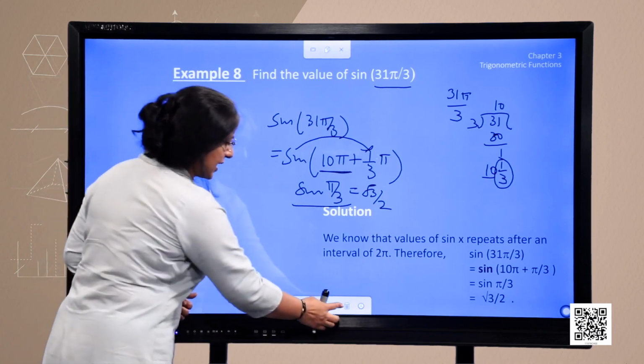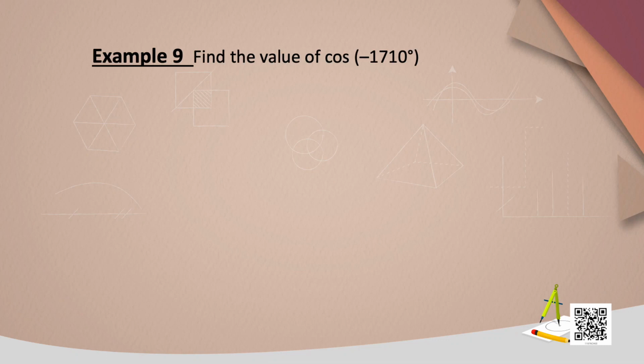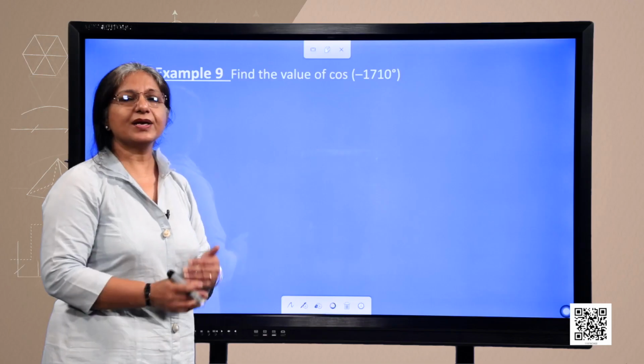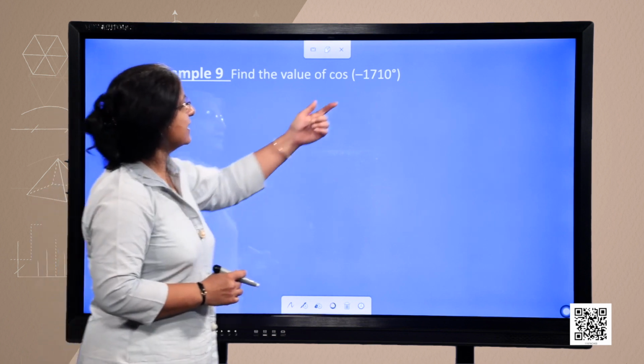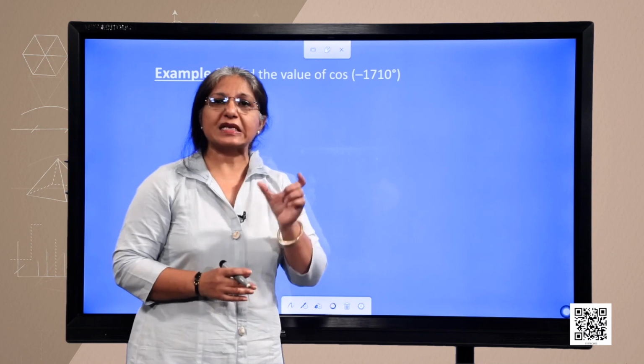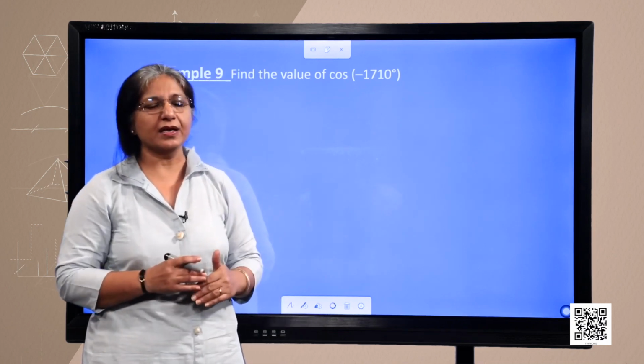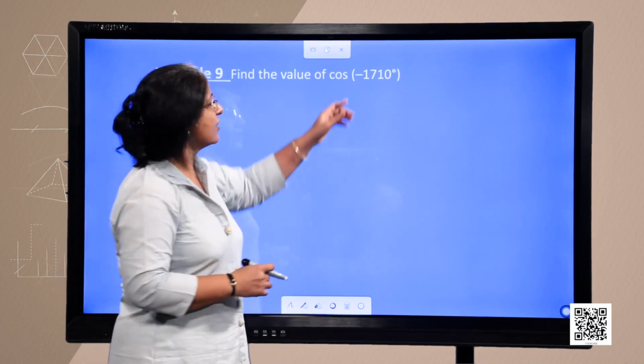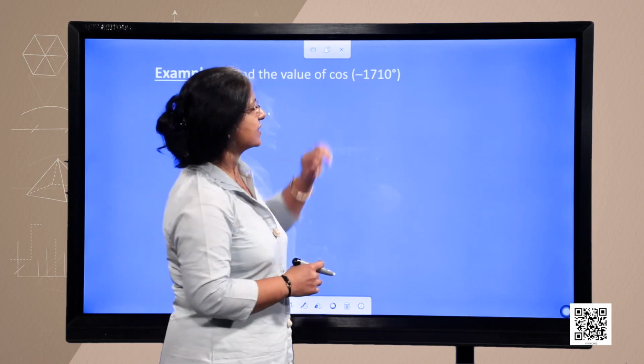Now, we move to our last example. Find the value of cos minus 1710 degrees. Now, it is in degrees. When it is in degrees, we need to convert it into multiples of 360 degrees instead of 2 pi. We need the next multiple of 360 degrees.